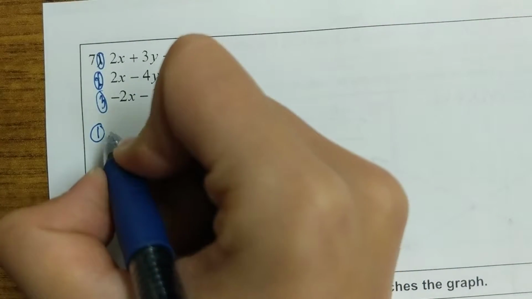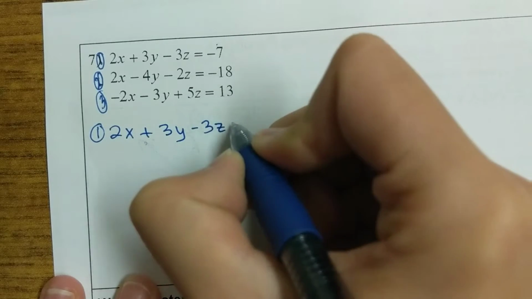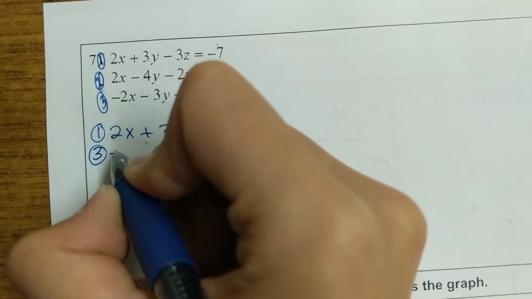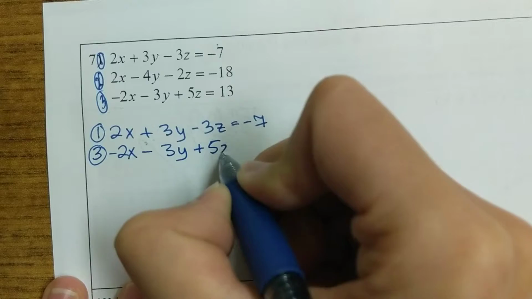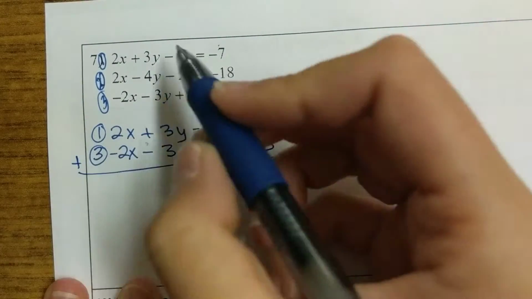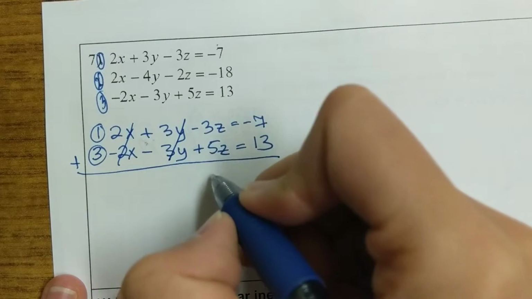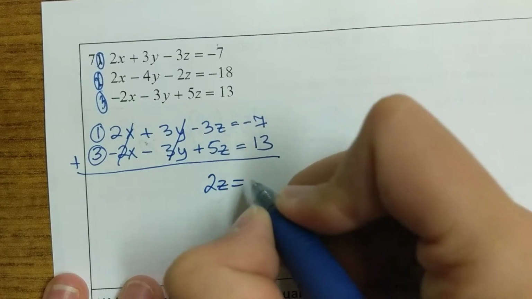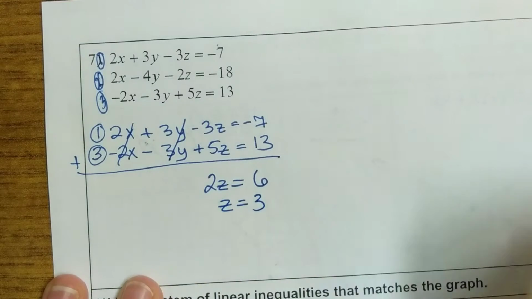Equation 1 and 3. 2x plus 3y minus 3z. Be very careful that you copy correctly. 1 and 3, negative 2x minus 3y plus 5z equals 13. Add. Oh, that also gives me 0. So I get 2z equals 6. And so z is equal to 3.